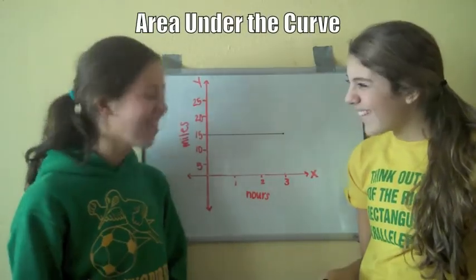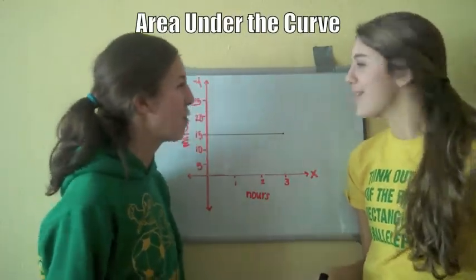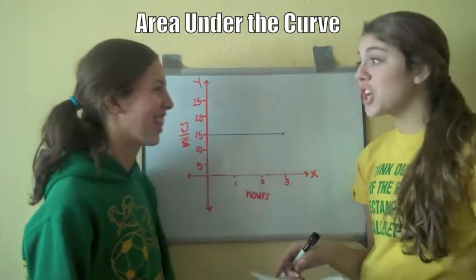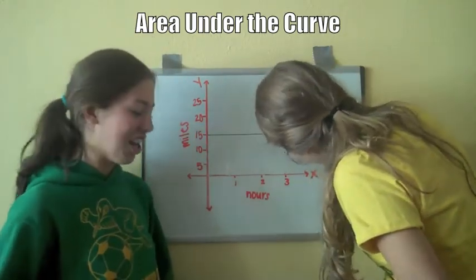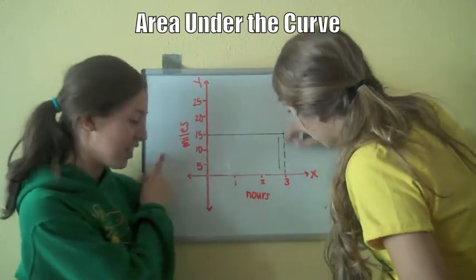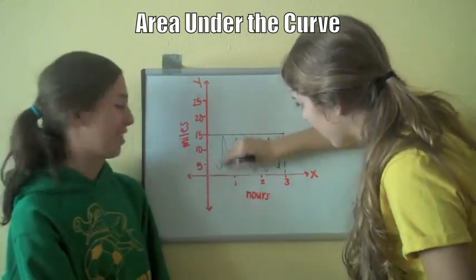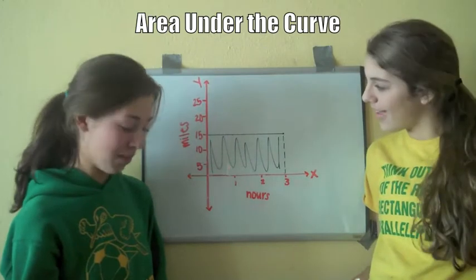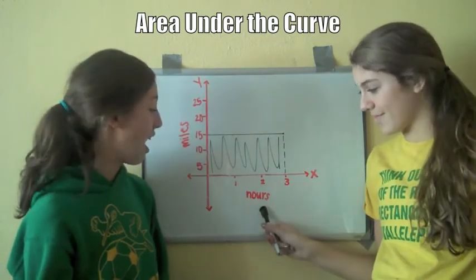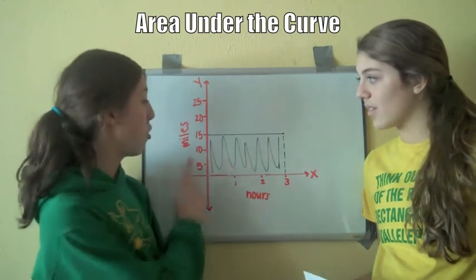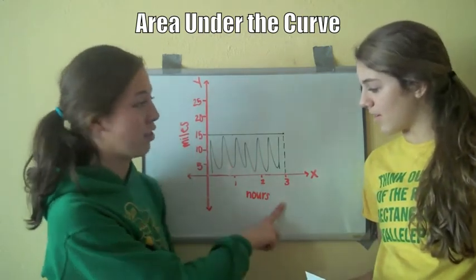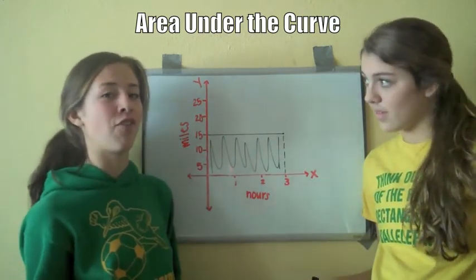Linear graph. Let's try and figure out what the area under the curve represents. Okay, let's shade it in so we really know what we're talking about. The shading represents the product of the y-axis and the x-axis. For example, if the y-axis is miles and the x-axis is hours, the shading represents the distance traveled. So 15 miles times 3 hours is 45. So they traveled 45 miles.